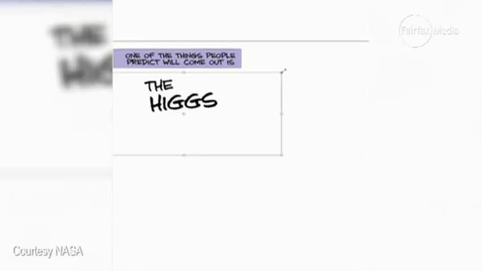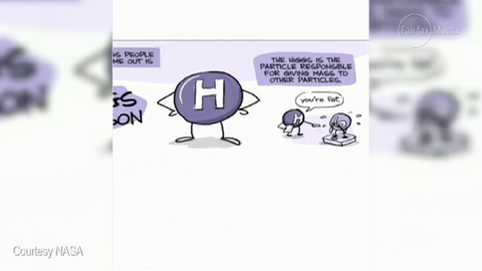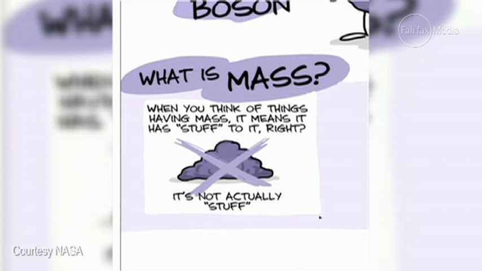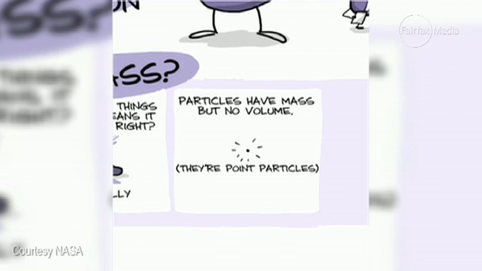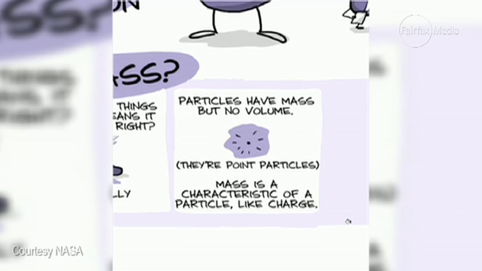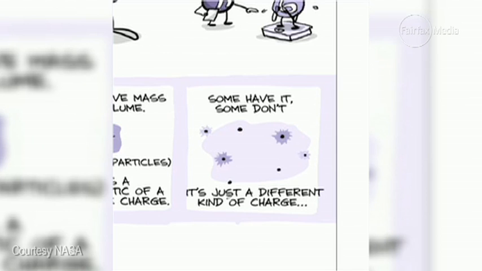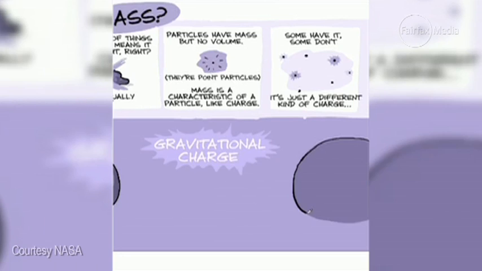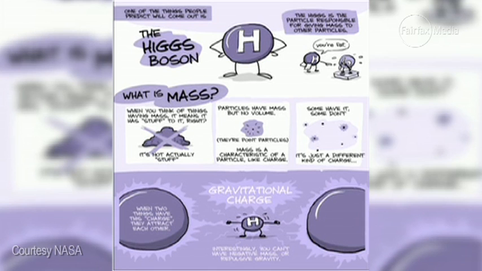And one of the things people predict is the Higgs boson. The idea is that the Higgs boson is the particle that is responsible for giving mass to the other particles. You think of things that have mass as having stuff to them. It's not actually stuff. Earlier I was saying the electron has mass, but has no volume. How can that be? Turns out mass is probably just a characteristic of a particle the way charge is. Some particles have charge, like electrons. Some particles don't. It's just a different kind of charge. So you can think of mass as a sort of gravitational charge. And when two things both have mass, they attract each other. Interestingly, you can't have negative mass or repulsive gravity. So gravity is different from other forces that way.